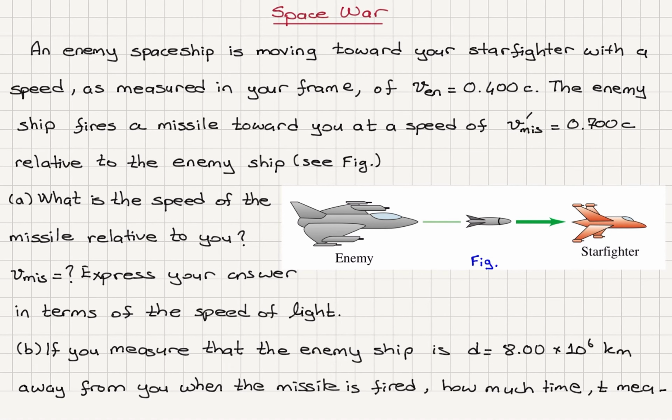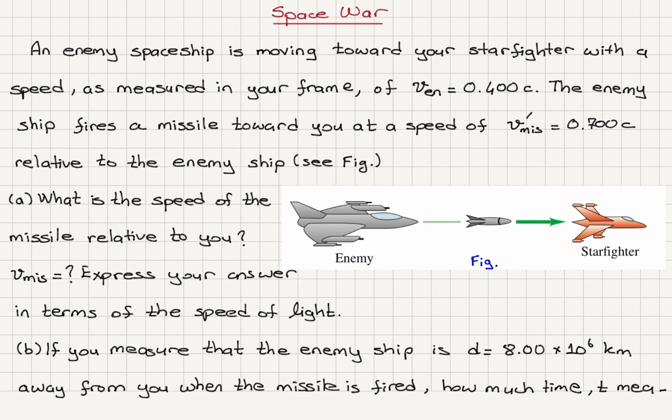Space War. An enemy spaceship is moving toward your starfighter with a speed, as measured in your frame, of v enemy equals 0.4 c, 0.4 times the speed of light. The enemy ship fires a missile toward you at a speed of v missile prime equals 0.7 c relative to the enemy ship. So this is measured with respect to the enemy ship. Part A, what is the speed of the missile relative to you? That's v missile. Express your answer in terms of the speed of light.